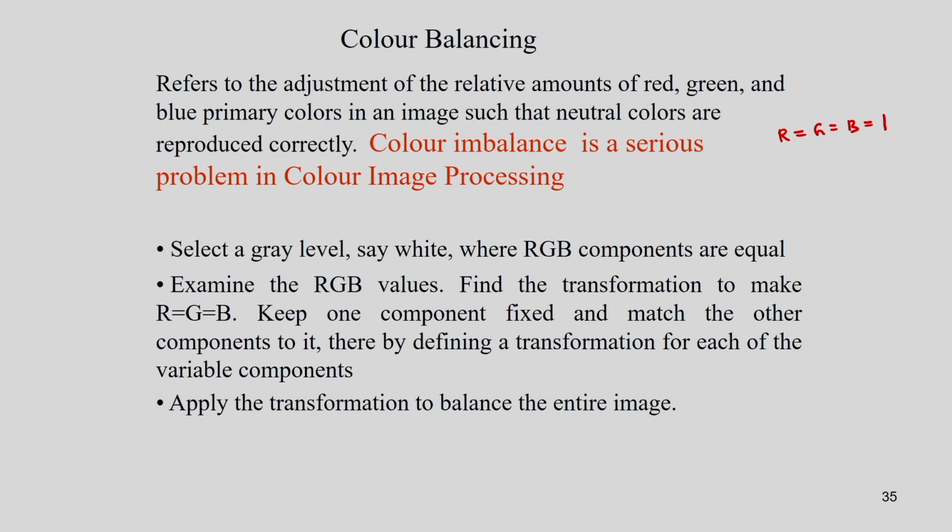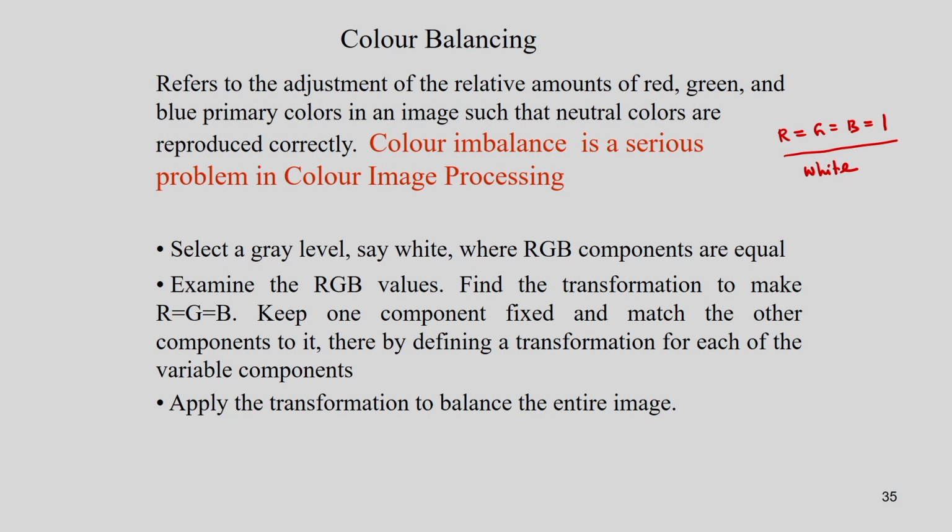Select a gray level, say suppose white, and in the case of the white point in an image, R is equal to G is equal to B is equal to 1, that I know corresponding to white. And in this case, I have to find the transformation to make R is equal to G is equal to B, because in the real case it is not equal, but actually it should be equal for the white pixel. R should be equal to G, G should be equal to B for a perfect image. But in this case really it is not true.